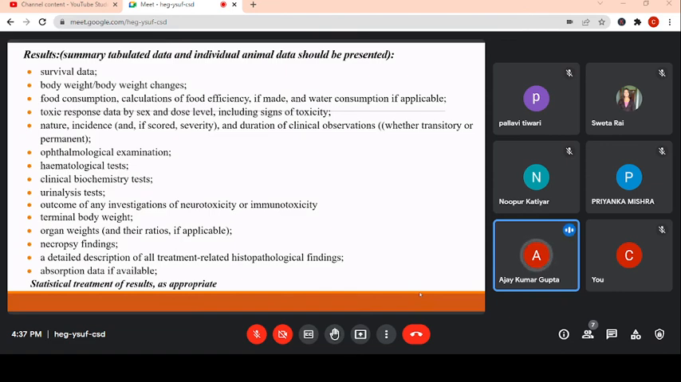This is with reference to the objects before the study. Terminal body weight, organ weights, and their ratio, if applicable. Necropsy findings, a detailed description of all treatment-related histopathological findings. Absorption data, if available or applicable. Statistical treatment of result as appropriate.